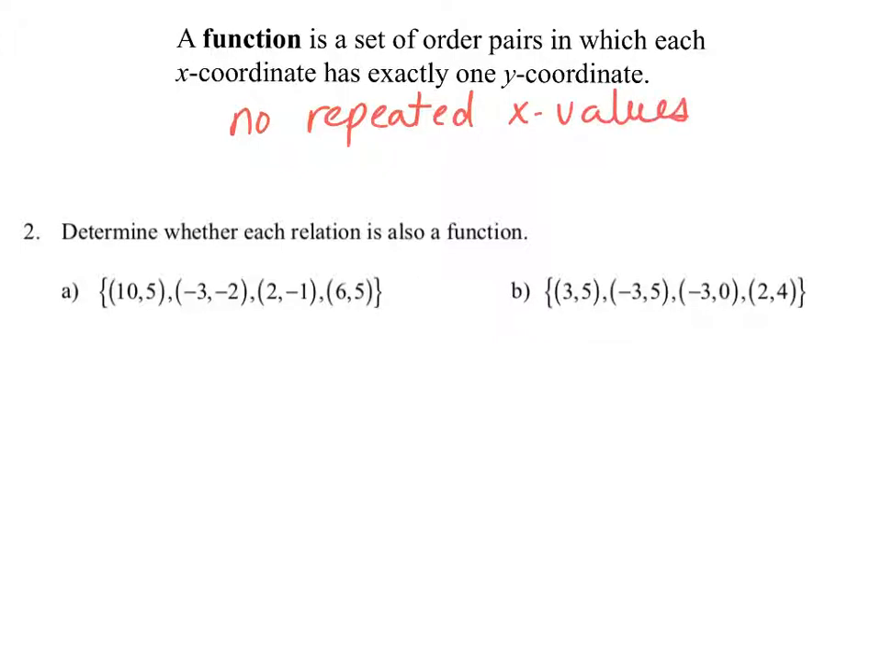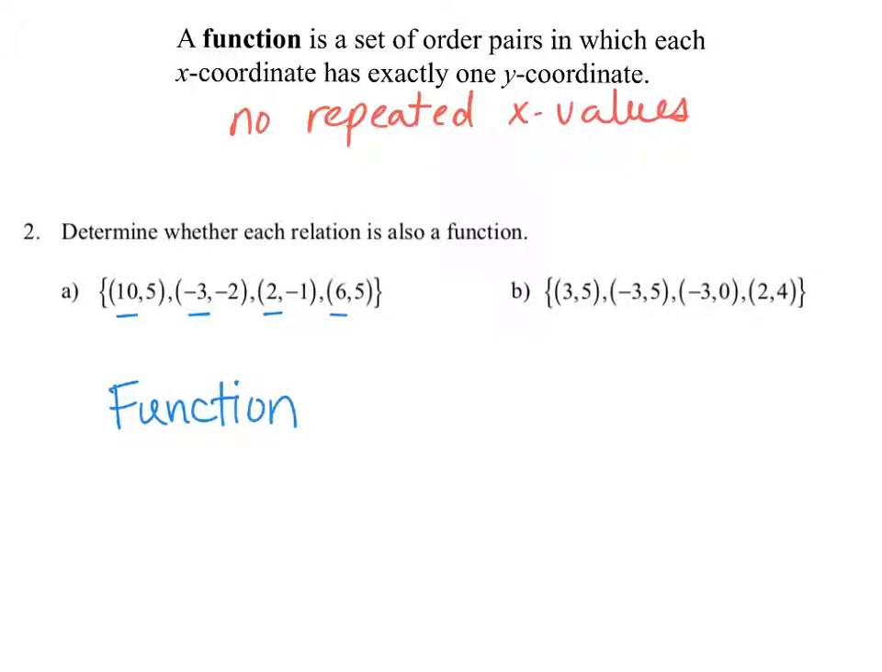So let's determine if the first relation is a function. Notice all of the x values that we have: 10, 5, -3, -2, 2, -1, and 6, 5. There are no repeated x values, so we can say that this relation is a function.